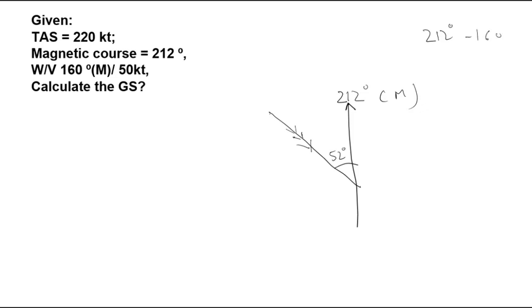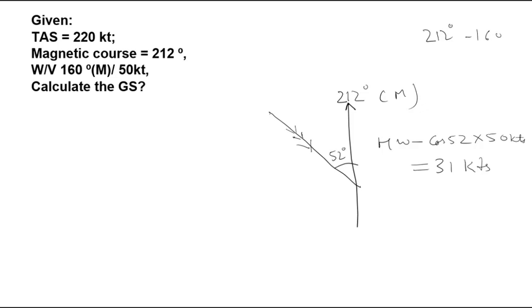So our headwind component, as per method 1, scientific calculator, would be cos 52 into wind speed, which is 50 knots, which will be equal to approximately 31 knots as a headwind component.